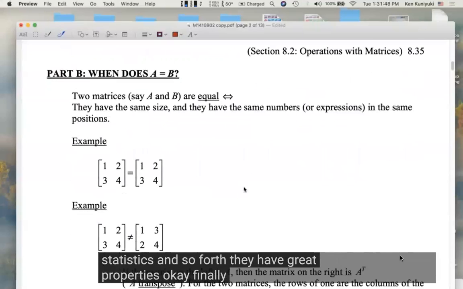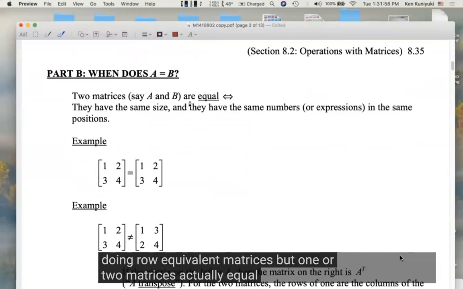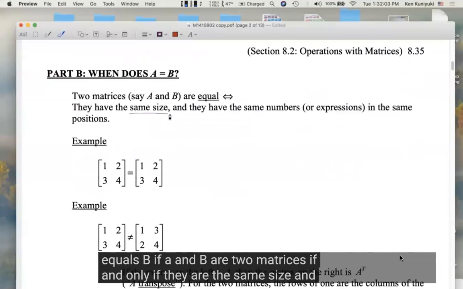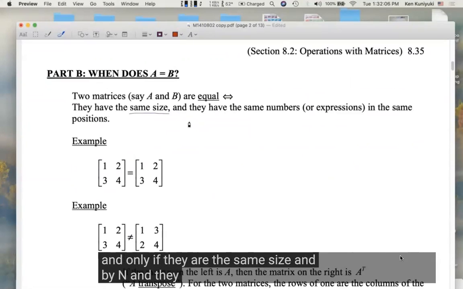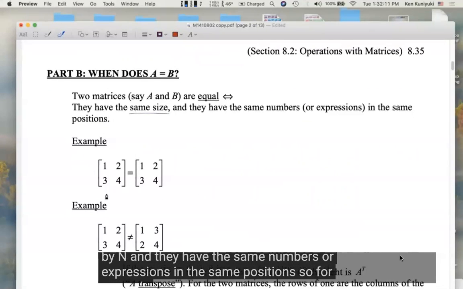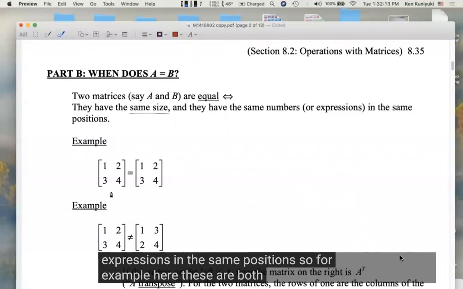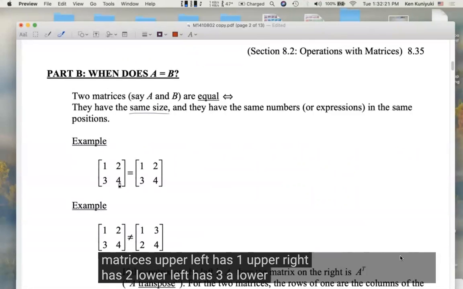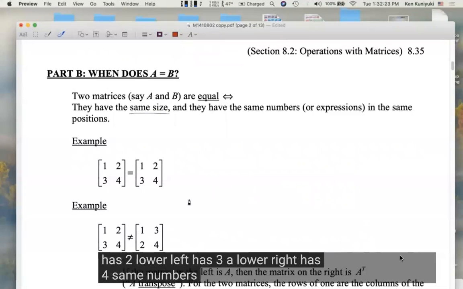Okay, finally, when does A equal B? Before, with our row operations, we were doing row equivalent matrices, but when are two matrices actually equal? A equals B, if A and B are two matrices, if and only if they have the same size, m by n, and they have the same numbers or expressions in the same positions. So for example, here, these are both 2x2 matrices. Upper left has 1, upper right has 2, lower left has 3, lower right has 4. Same numbers in the same positions.